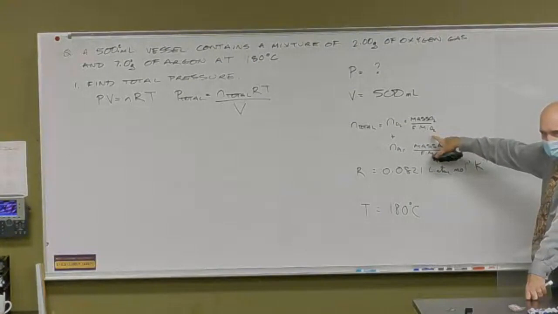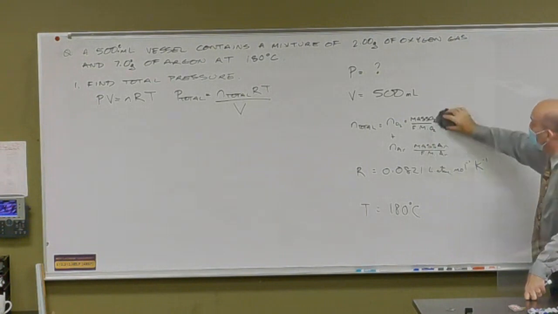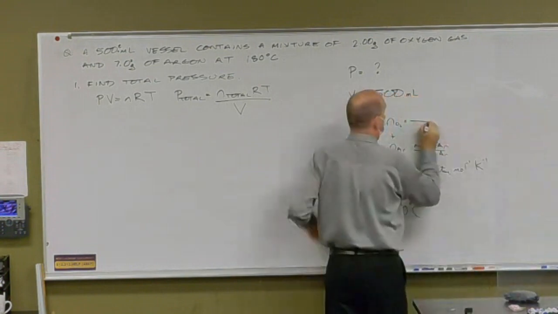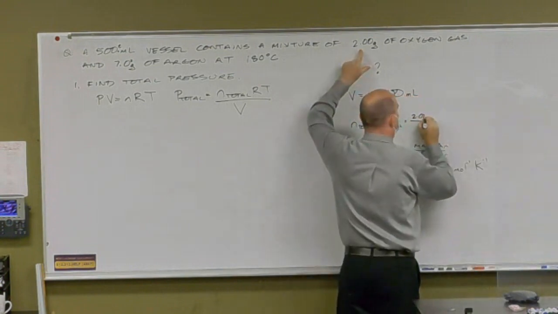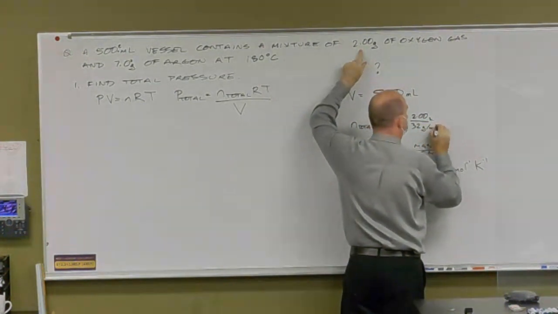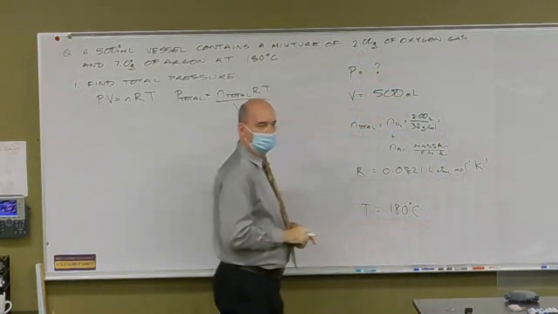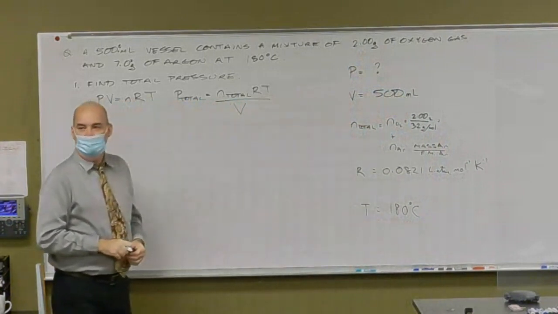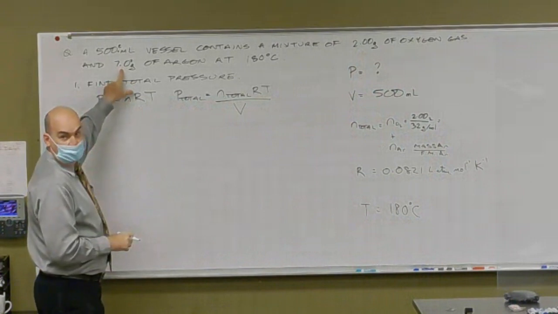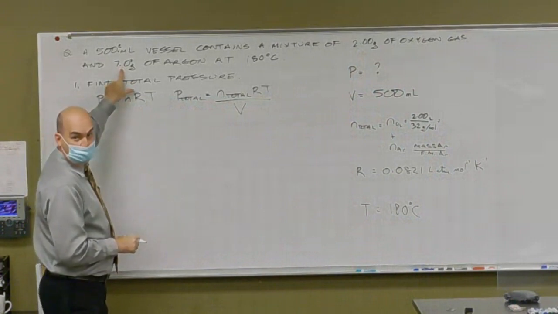Each of these oxygens is 15.99 grams per mole. Let's call it 16. And you've got two of them, so that's 32 grams per mole. So the numbers that go here, 2 grams of oxygen divided by 32 grams per mole. That's the number of moles of oxygen. And I do that for the argon. Here's the mass of the argon.